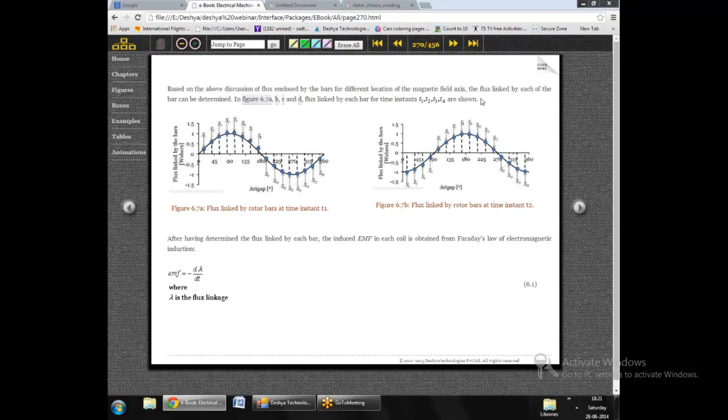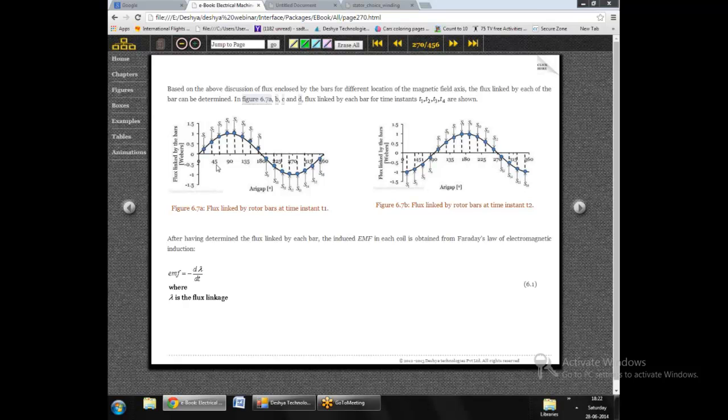In this fashion, one can understand how the magnetic field is created by three-phase windings when excited by three-phase currents. It's all a balanced system, and due to this rotating magnetic field, the bars in the rotor would see a changing magnetic field. Now, if the bars in the rotor see a changing magnetic field, then there would be an induced EMF given by Faraday's law of magnetism, which says that the EMF induced is minus d lambda by dt, where lambda is the flux linkage.